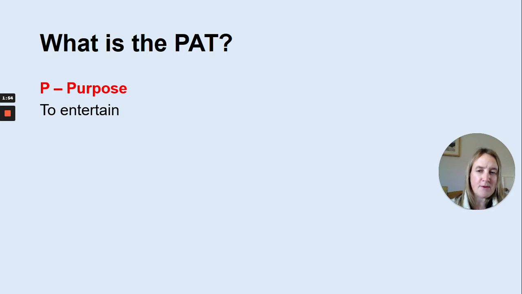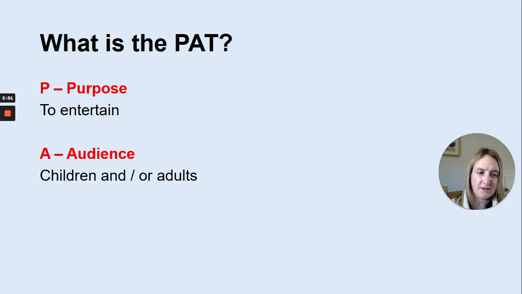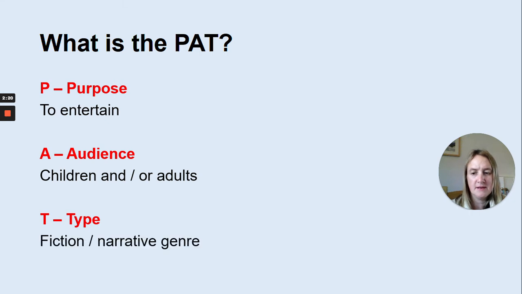The A, can you remember what A is for? A is for audience. And our audience might be children, it might be really young children who just rely on pictures to tell the story. Or it might be children your age or older, or adults, or both. So it really depends who we're aiming our story at. And T, text type. What is our text type of a fantasy story? It's fiction, isn't it? And the narrative genre. So it's really important to hold those things in our mind when we're writing.